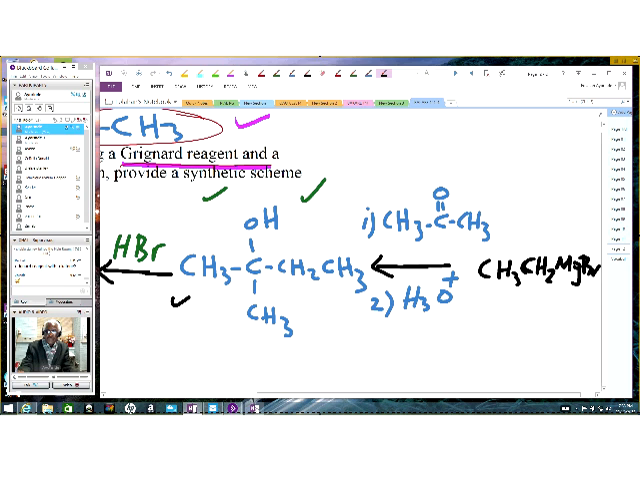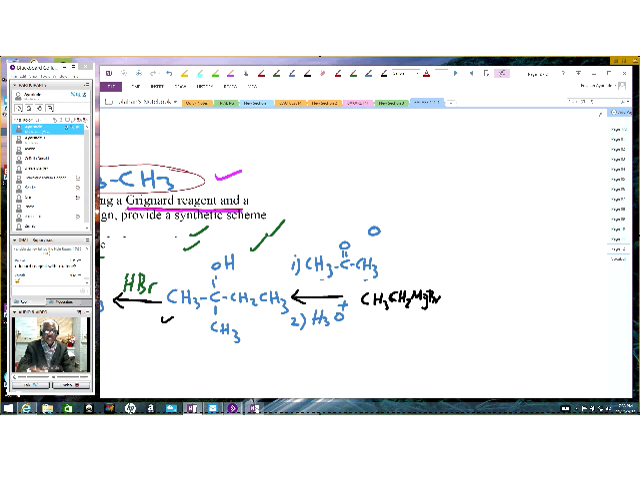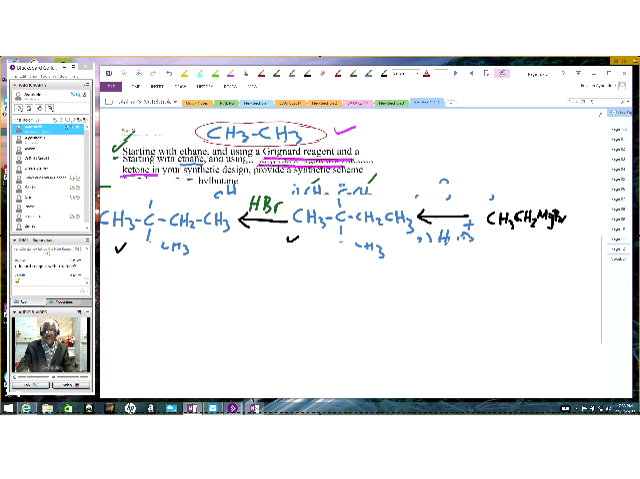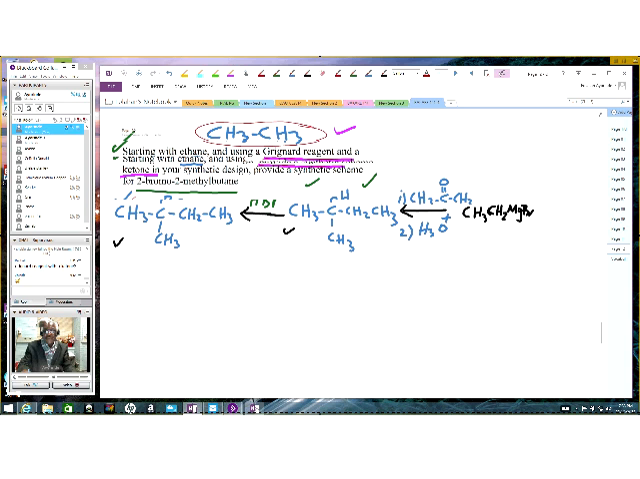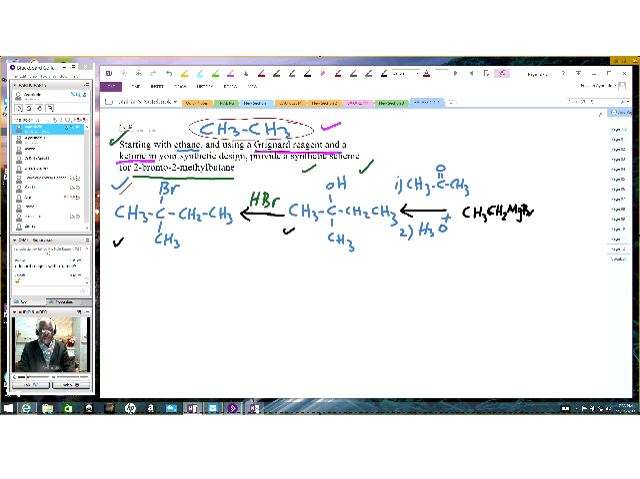Okay, that will be our Grignard reagent. So far so good. Let me reduce this so that you can see everything we've done so far. So far, so good. At this point, we have the Grignard. We have this Grignard here.